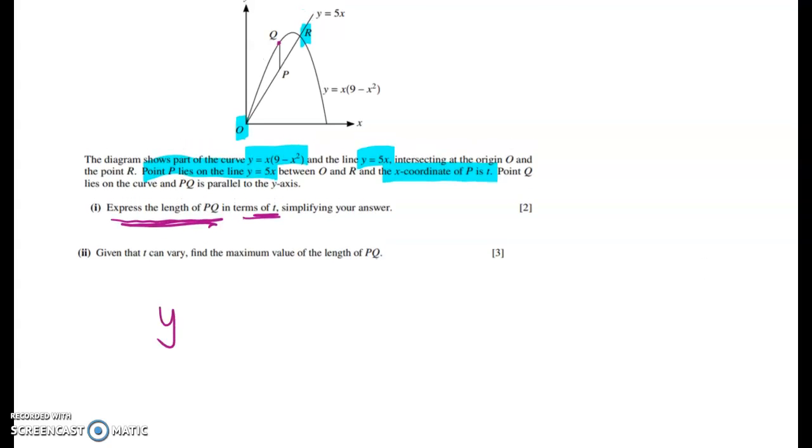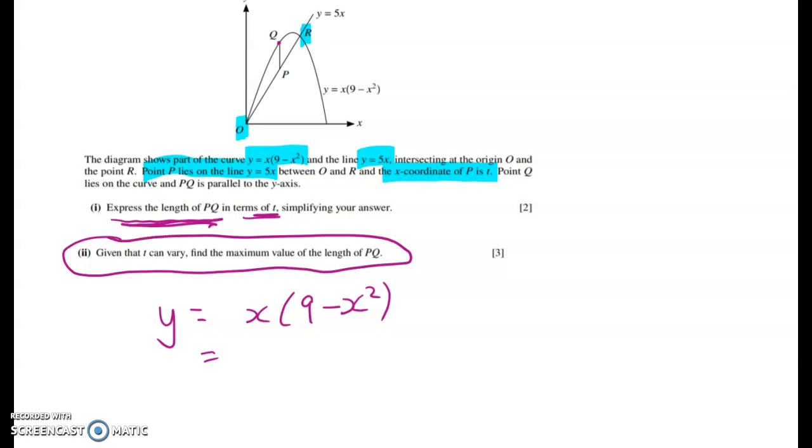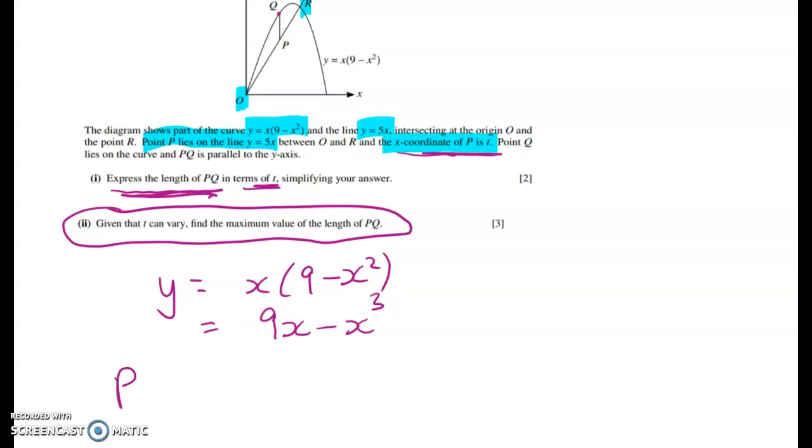So let's start by looking at that equation of the cubic. I'm going to expand that out, partly because I've read the next part of the question, and to find a maximum value, I'm going to want to have this in expanded form so that I can differentiate easily. So y is equal to 9x minus x cubed. Now at point P, the x-coordinate of P is t. So point P has the coordinates t, and then 9t minus t cubed.